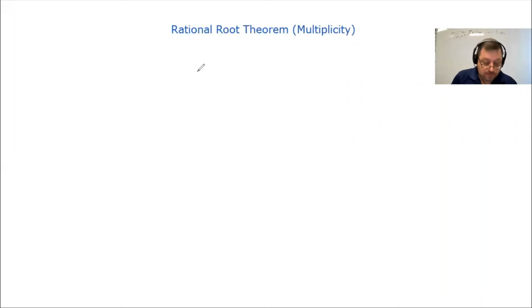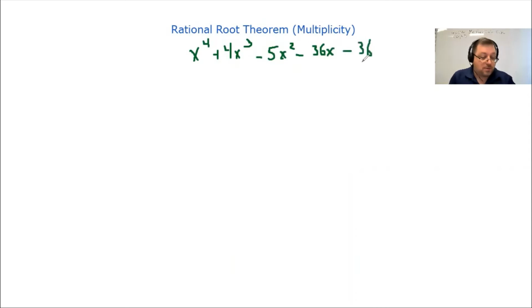So let's draw a problem. Let's do this one here. x to the 4th plus 4x cubed minus 5x squared minus 36x minus 36. Okay? And I want you to determine and work this with me. I mean, work it on your own scratch sheet of paper as you work through it.